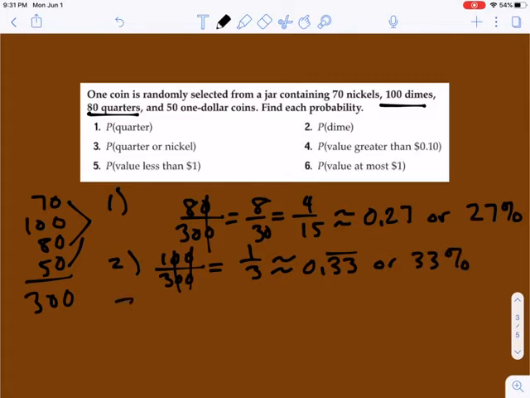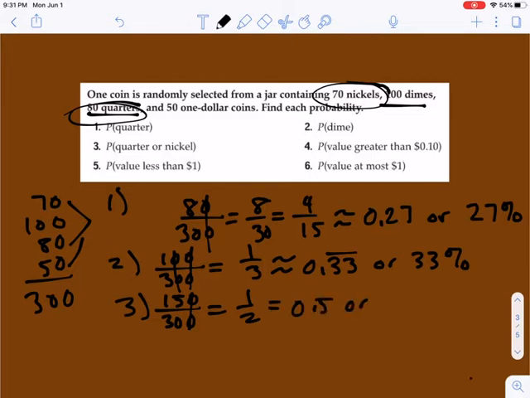Okay, number 3. What's the probability of picking a quarter or a nickel? So if you're looking at a quarter or a nickel, you would say, well, I've got 80 quarters and there's 70 nickels. So there's 150 possibilities out of 300. That would be 1 and 2, right? Because you get 15 over 30. And that is equal to 0.5 or 50%.